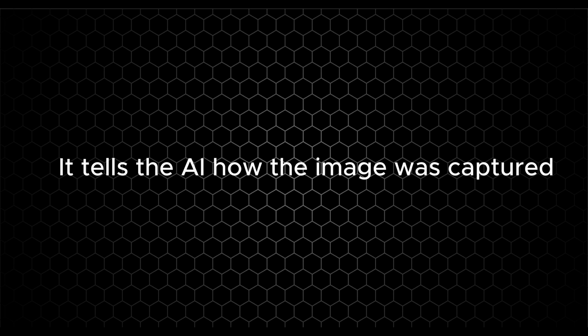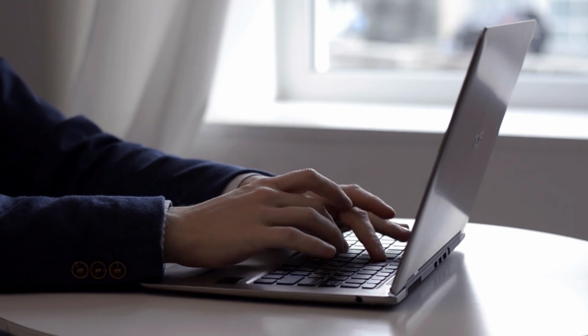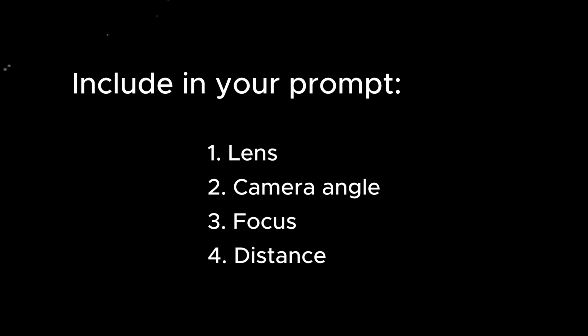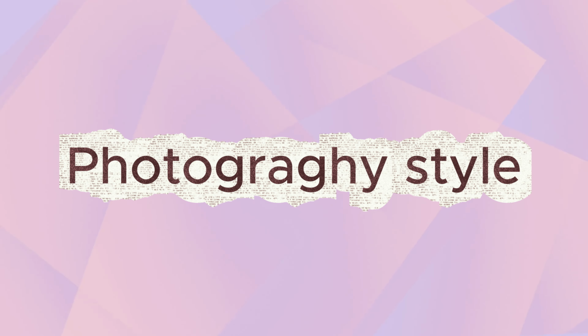Camera. This tells the AI how the photographer captured the photo. When constructing a prompt for a realistic image, include lens, camera angle, focus and distance. A very good prompt that describes this is: captured with a professional full-frame DSLR camera using an 85mm portrait lens at eye level with a shallow depth of field that softly blurs the background while keeping the subject perfectly sharp.